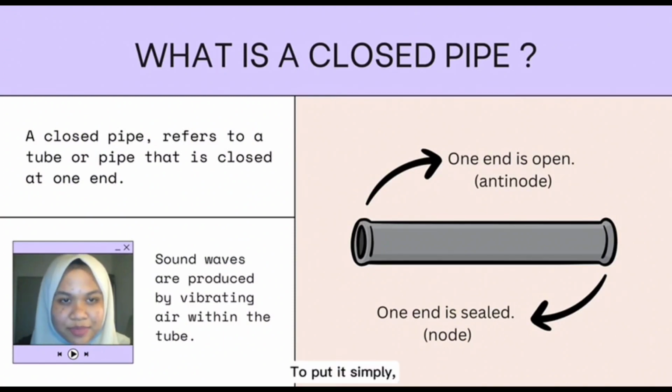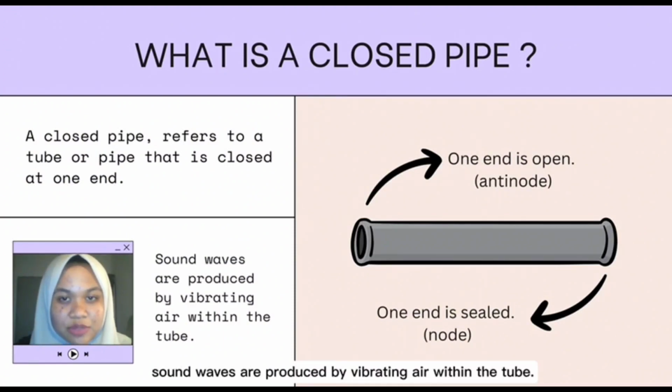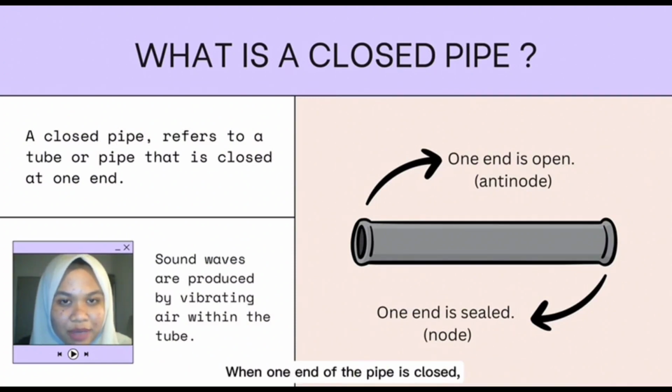To put it simply, in a closed pipe, sound waves are produced by vibrating air within the tube. When one end of the pipe is closed, it acts as a node, a point where the air does not move. The open end, on the other hand, acts as an antinode, a point of maximum air displacement. This creates a specific pattern of standing waves within the tube.